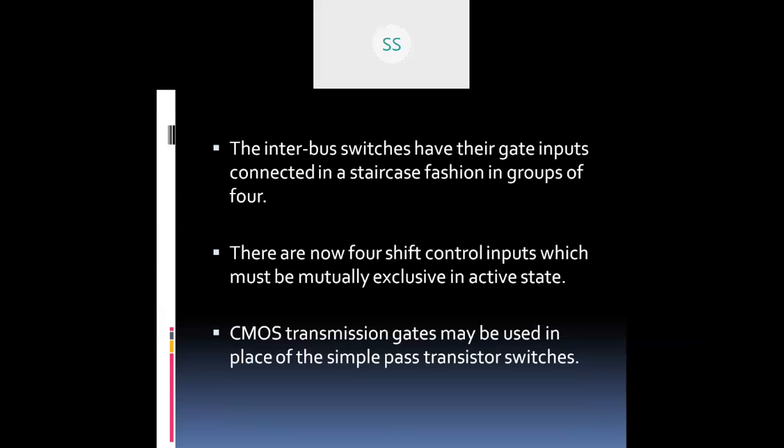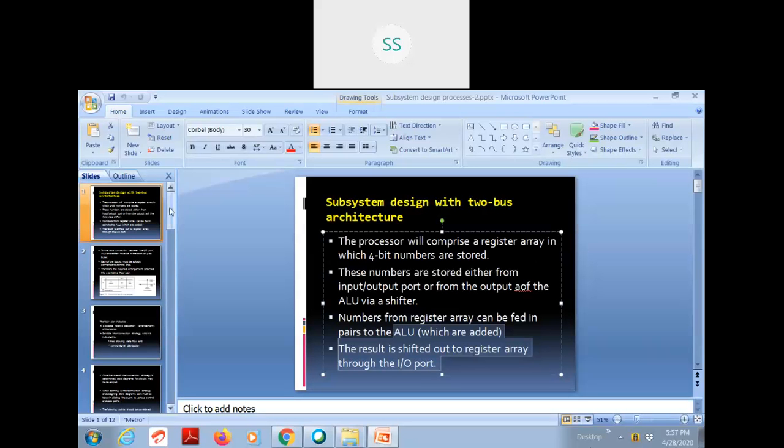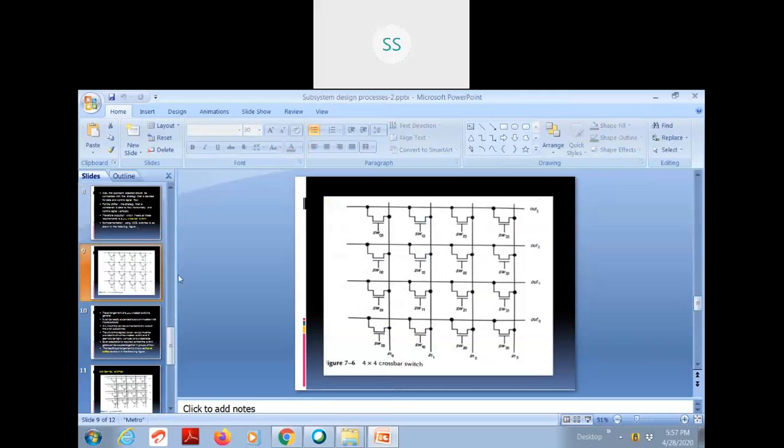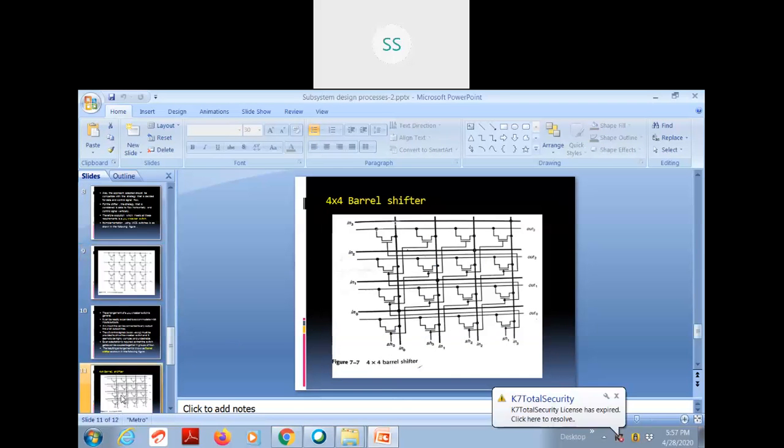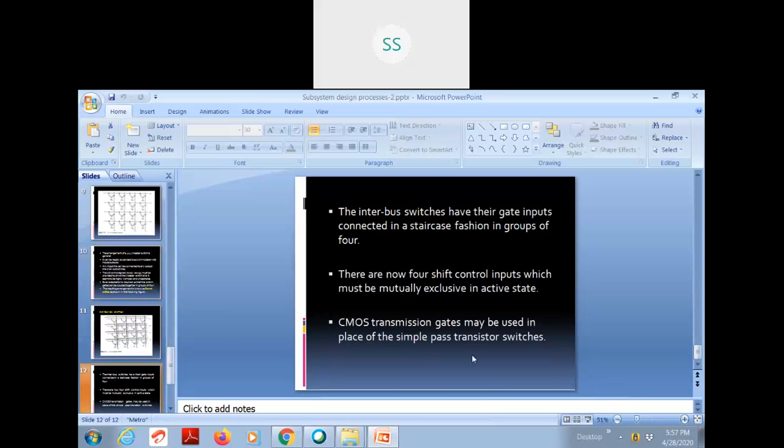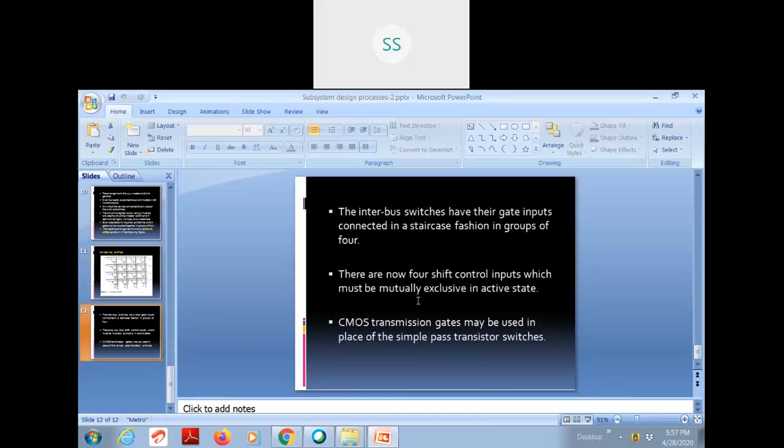And CMOS transmission gates may be used in place of what? Simple pass transistor switches. Earlier, in the crossbar switch, this is a pass transistor configuration. So in place of those pass transistors, CMOS transmission gates can be used. These are the main highlights in case of the implementation part of the 4 cross 4 crossbar switch as well as the 4 cross 4 barrel shifter.